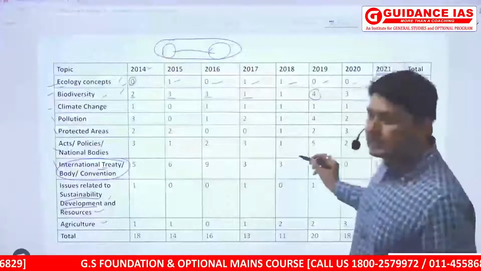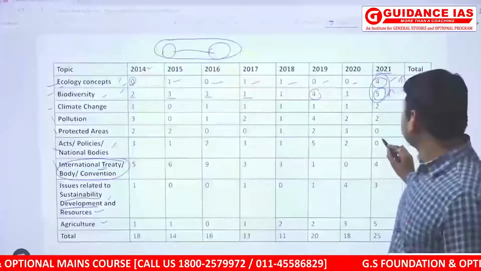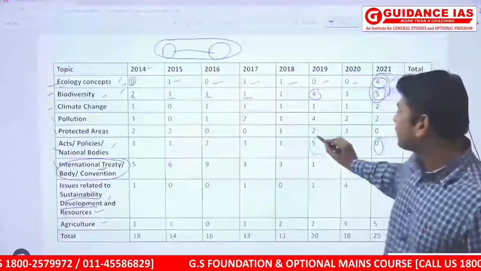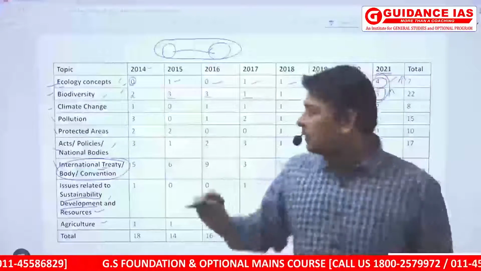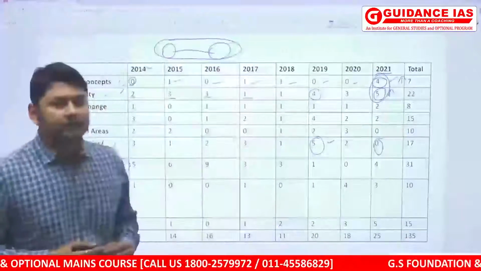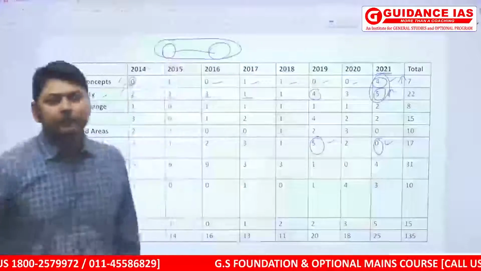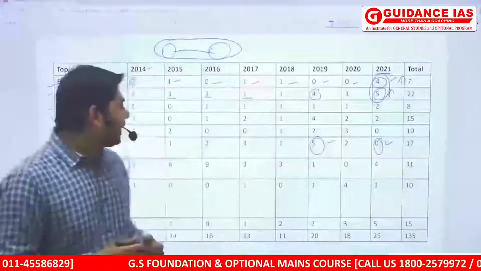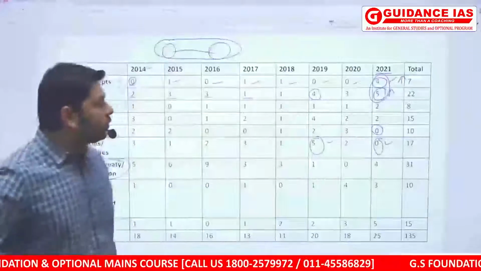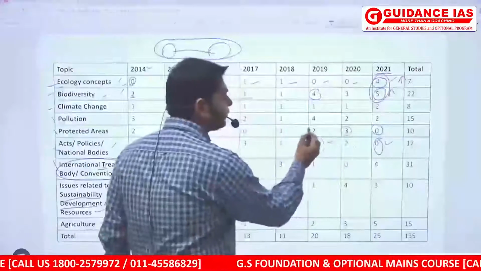For example, from acts and national policies, in 2021 there were 0 questions, but in 2019 there were 5 questions, only from the acts and policies section. So people prepared this section very well, but they were very disappointed because they saw no questions from this aspect. The same thing happened with protected areas. In 2021, there were almost no questions from protected areas, but in previous years there were 3 questions, 2 questions.